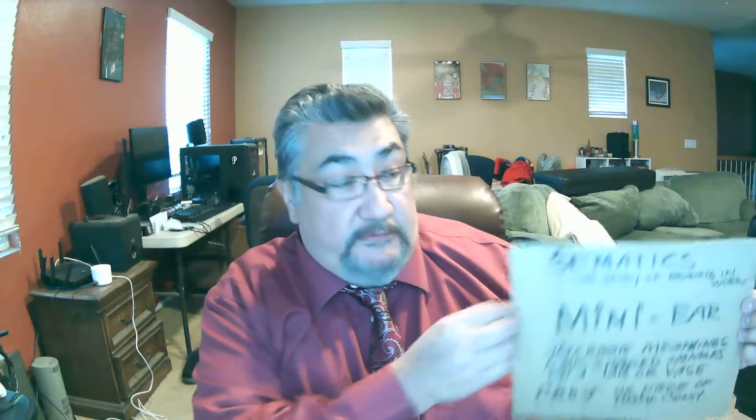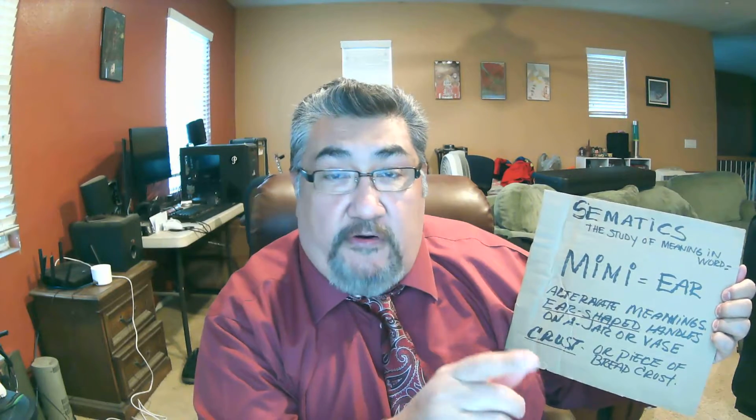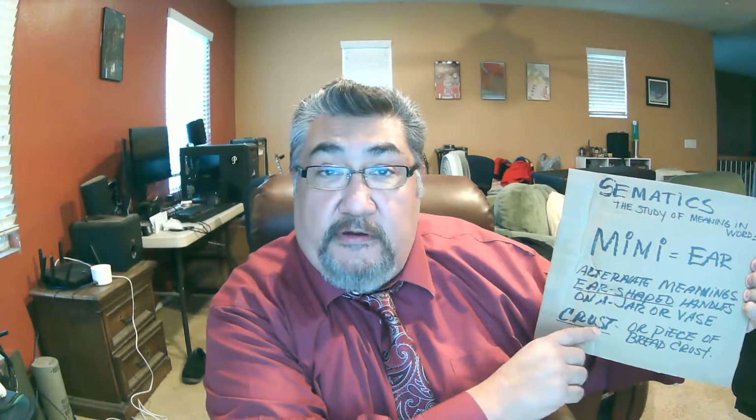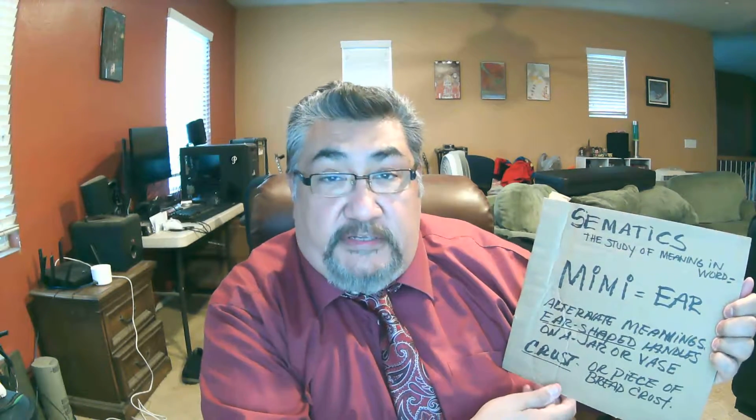It's going to be semantics, okay? So for semantics, we're going to use the word mimi, or ear. Semantics means the study of meanings of words. So semantics means you can have one word and multiple meanings. And in this case, that's exactly what we have here. Mimi also means an ear-shaped object, handles on a vase or a jar. It could also mean crust, or a piece of bread crust. Okay? So those are 3 examples right there of the word mimi. And that's where the word semantics comes from. Okay? We good with that? Let's continue on to our next example.